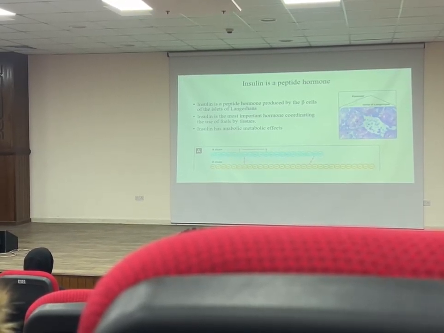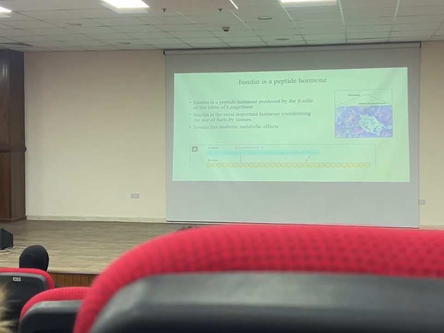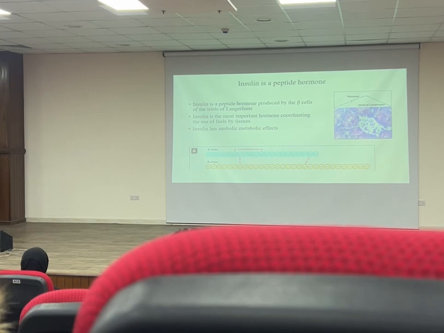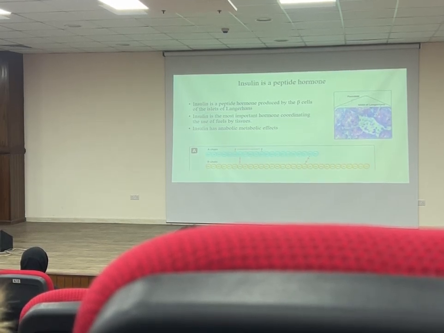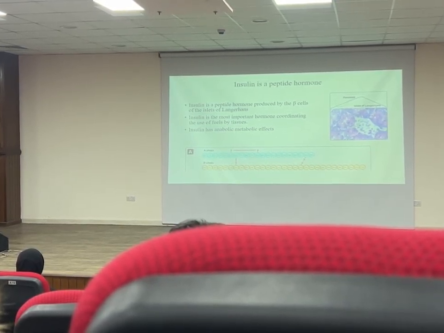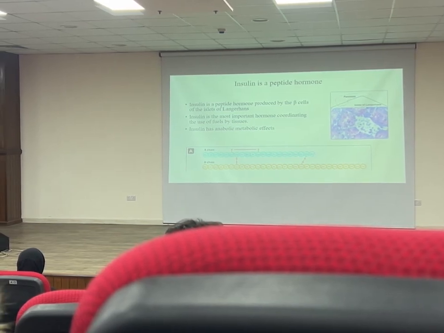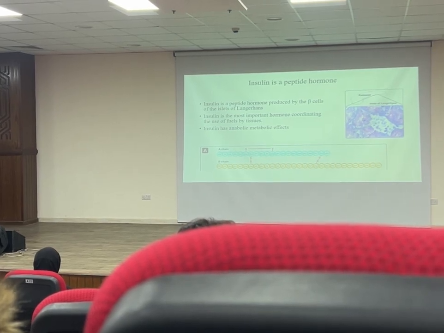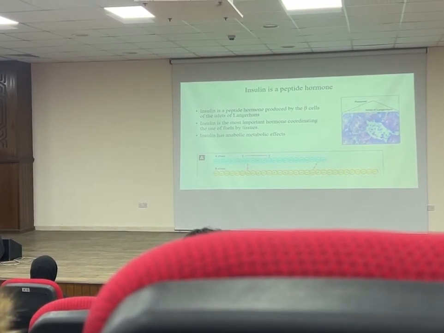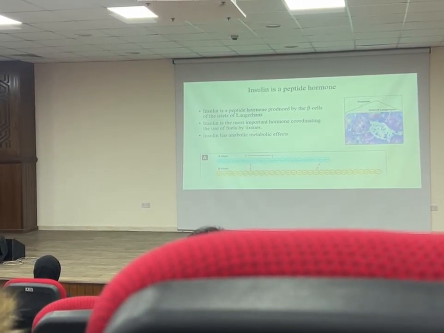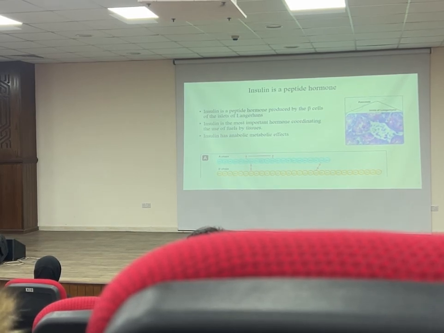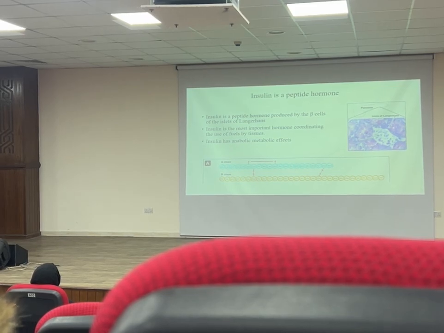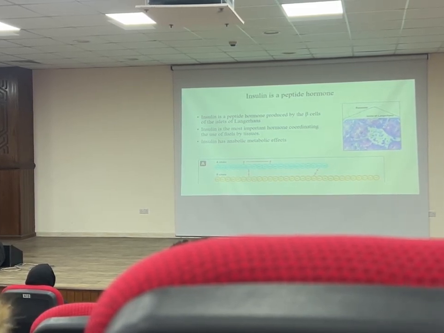Where is it synthesized? In the pancreas. And where in the pancreas? And where in these beta cells? Nucleus, where exactly? Ribosome. Like any other protein. Like any other protein. Okay?